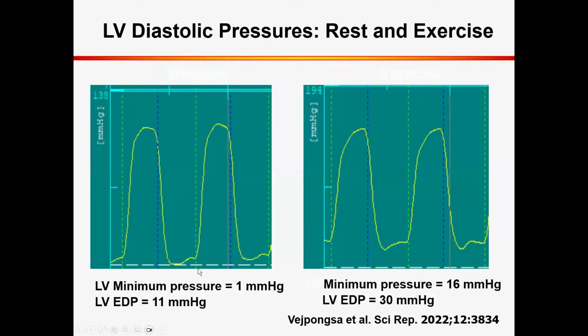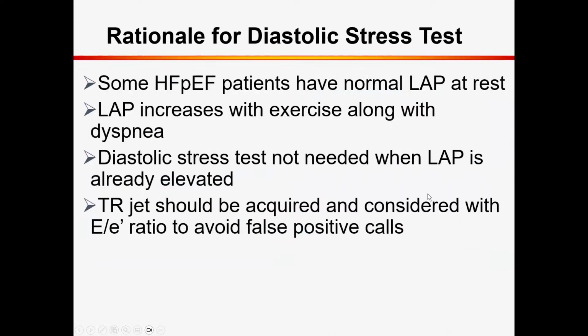In comparison, this is a patient with heart failure with preserved EF. At baseline, the minimum pressure is 1 millimeter of mercury, with an EDP of 11. They start the exercise. Again, they get higher systolic pressure. But notice that now the minimum pressure is 16 and the end diastolic pressure is 30. The green line corresponds to end diastole. The blue line corresponds to end systole.